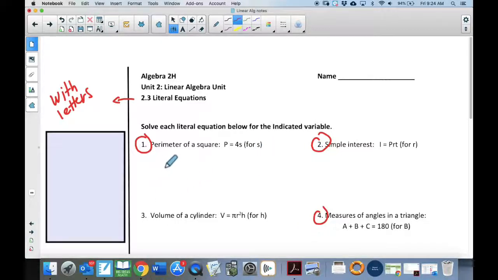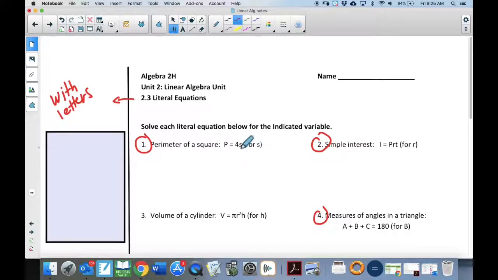So this first one says that the perimeter of a square is this equation, P equals 4 times S. And then in parentheses, what I'm asking you is to solve it for S. Because look at the instructions. Solve each literal equation below for the indicated variable. So we're going to solve this equation for S.